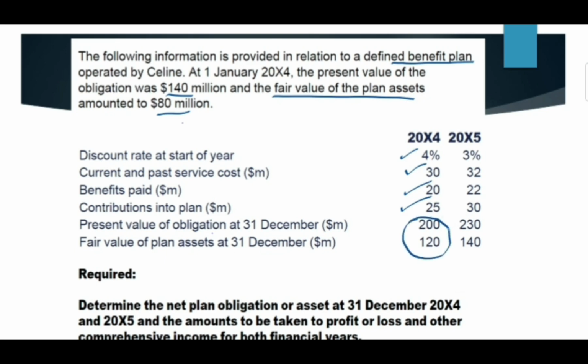So we can say that again at the end of the year there is a deficit of 80 million. At start it is a deficit of 60 million, at end it is a deficit of 80 million. You are required to determine the net plan obligation or asset at 31st December X4 and X5 and the amount to be taken to profit and loss and other comprehensive income for both financial years. So first we need to consider the net deficit at start and at end.